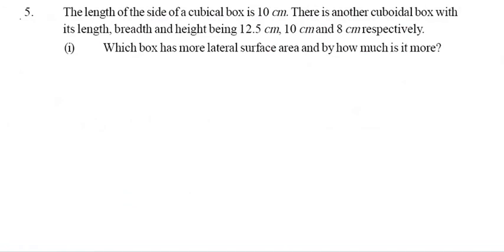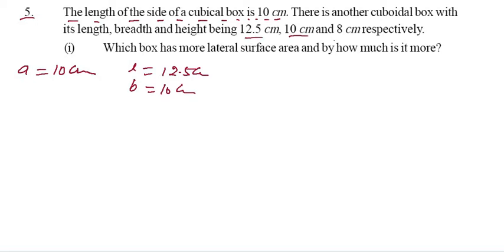Now come to the fifth question. The length of a side of a cubical box is 10 centimeters. So you have to write a is equal to 10 centimeters. And another box, a cuboid, with its length given as 12.5 centimeter, and breadth is also given. Breadth is 10 centimeter, and height is 8 centimeter. So you have to write h is equal to 8 centimeter. Now come to the question: which box has more lateral surface area?